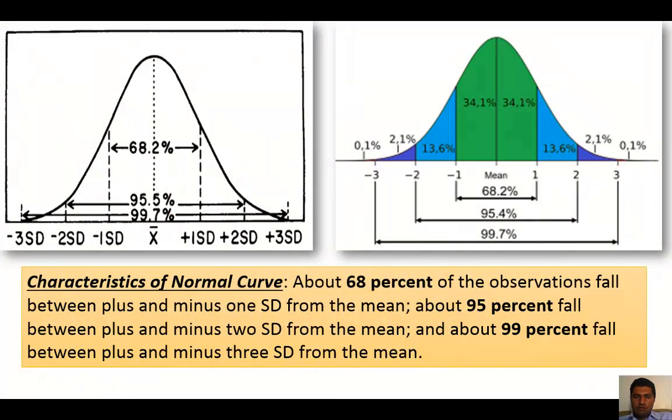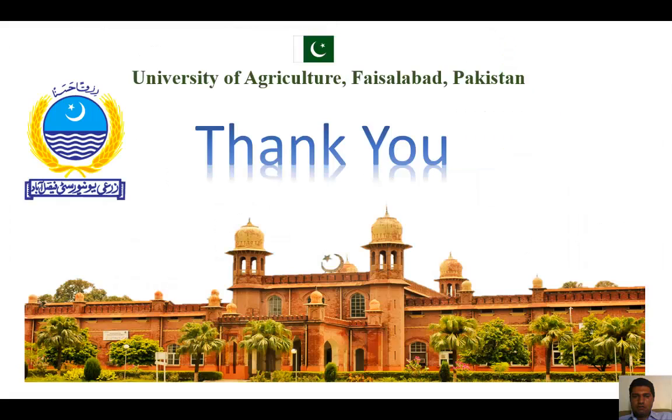So, one very important aspect here: the distribution of the data, the curve, will be a normal curve if about 68% of the observations fall between plus and minus 1 standard deviation from the mean, and if 95% fall within 2 standard deviations of the mean, and 99% fall within 3 standard deviations of the mean.